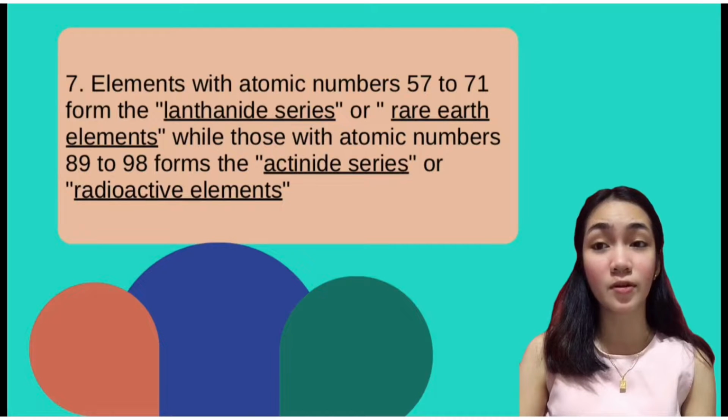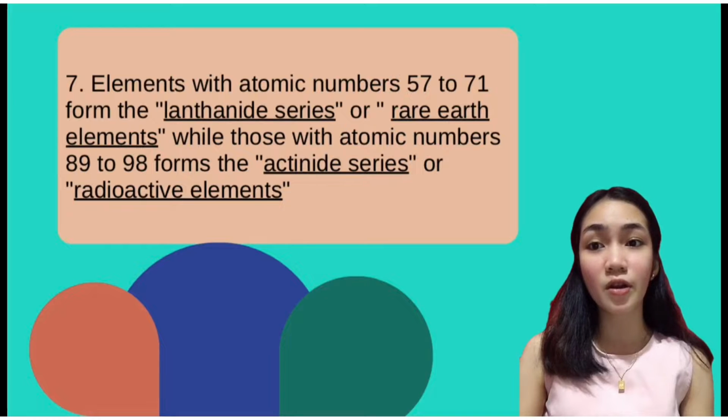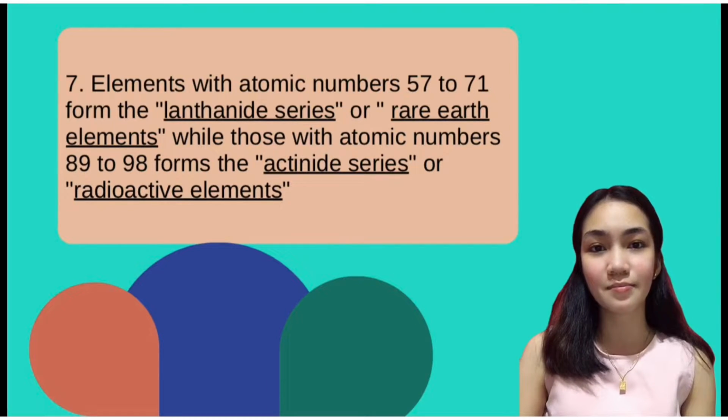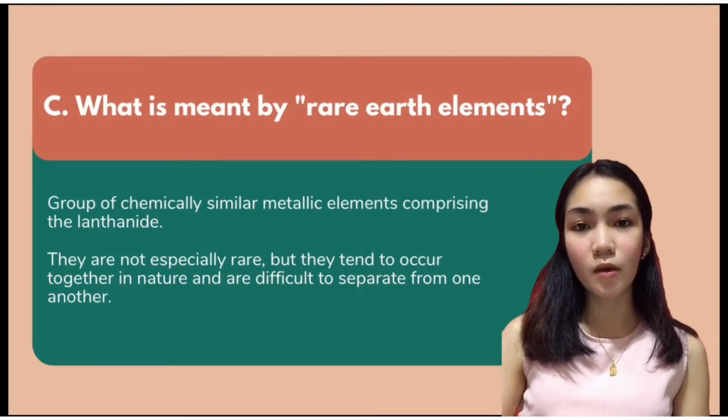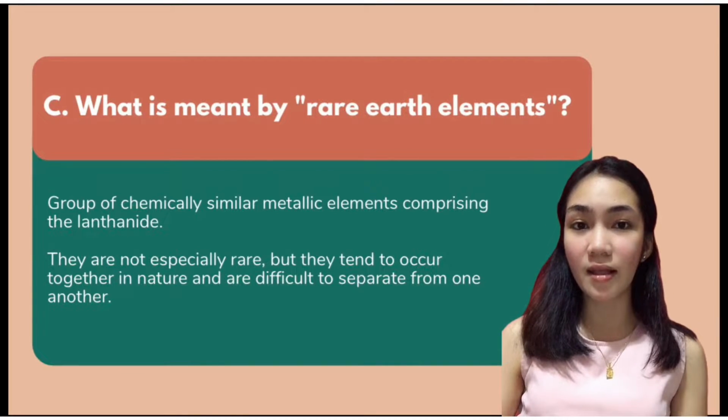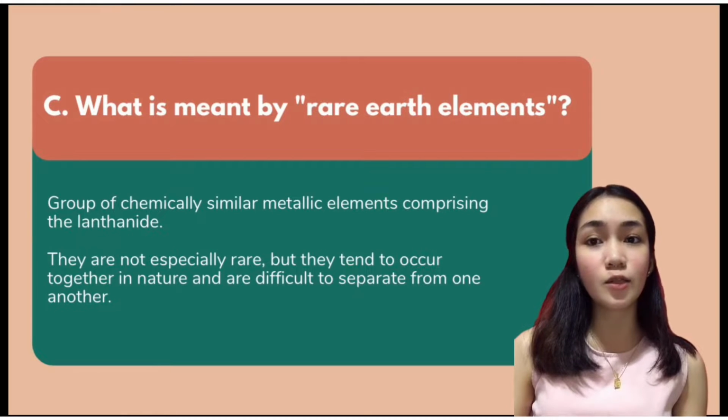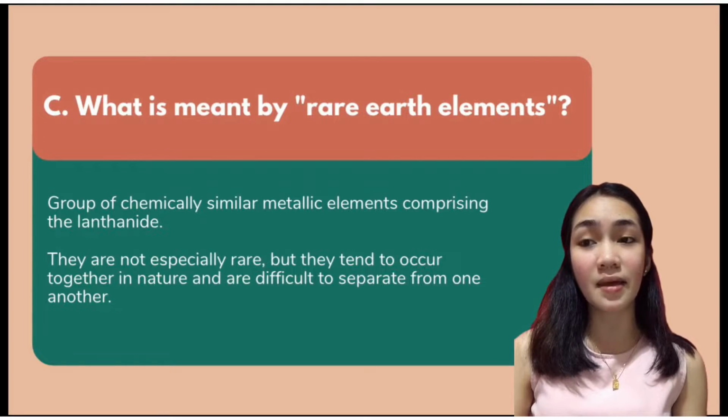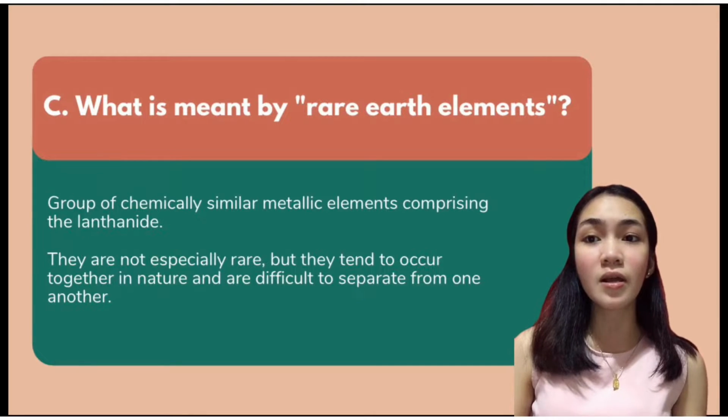Elements with atomic numbers 57 to 71 forms the lanthanide series or rare earth elements, while those with atomic numbers from 89 to 98 forms the actinide series or radioactive elements. What is meant by rare earth elements? It is a group of chemical similar metallic elements comprising the lanthanide. They are not specially rare, but they tend to occur together in nature and are difficult to separate from one another.